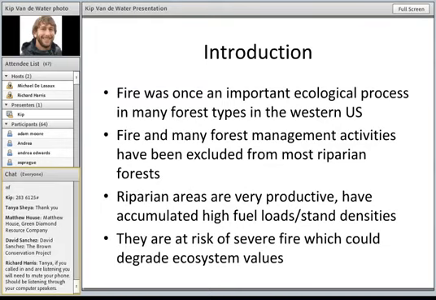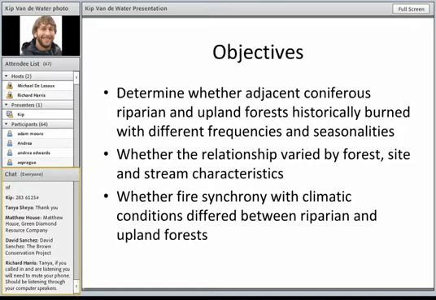So these are some of the highest risk areas on the landscape, often for very severe fires, and they're also very sensitive areas that are terribly important for wildlife and aquatic values and water quality. So it's kind of a double whammy there.